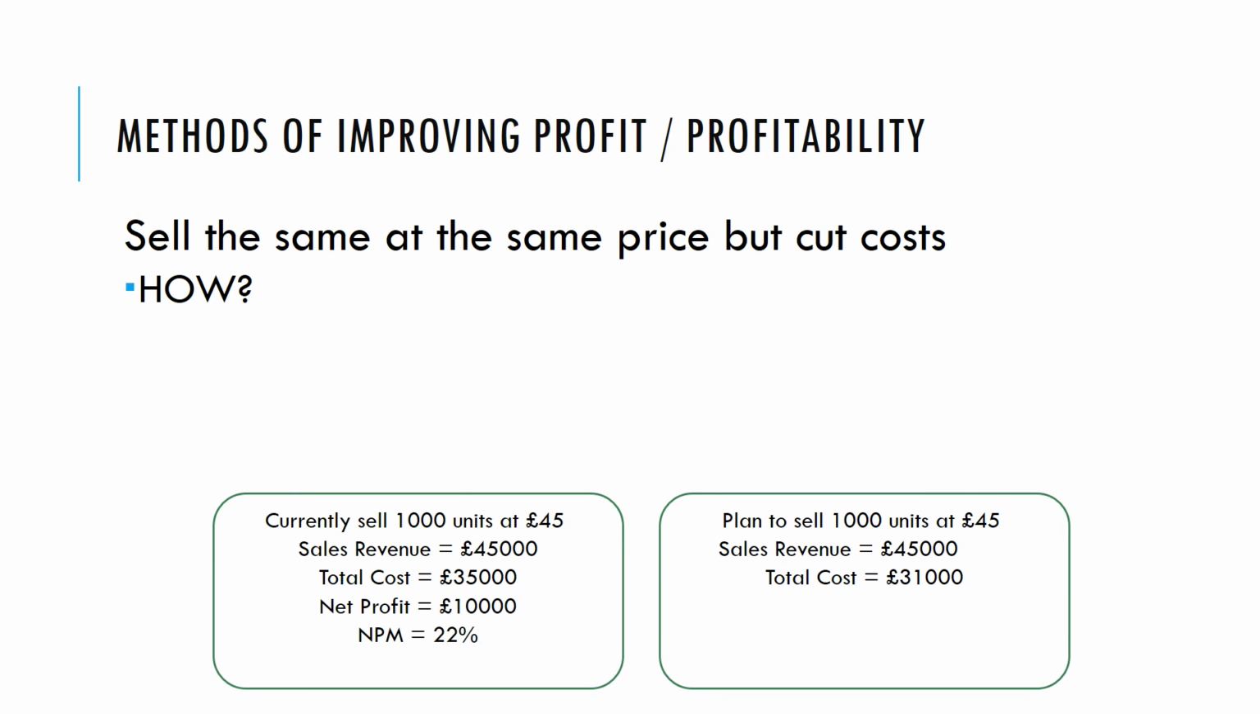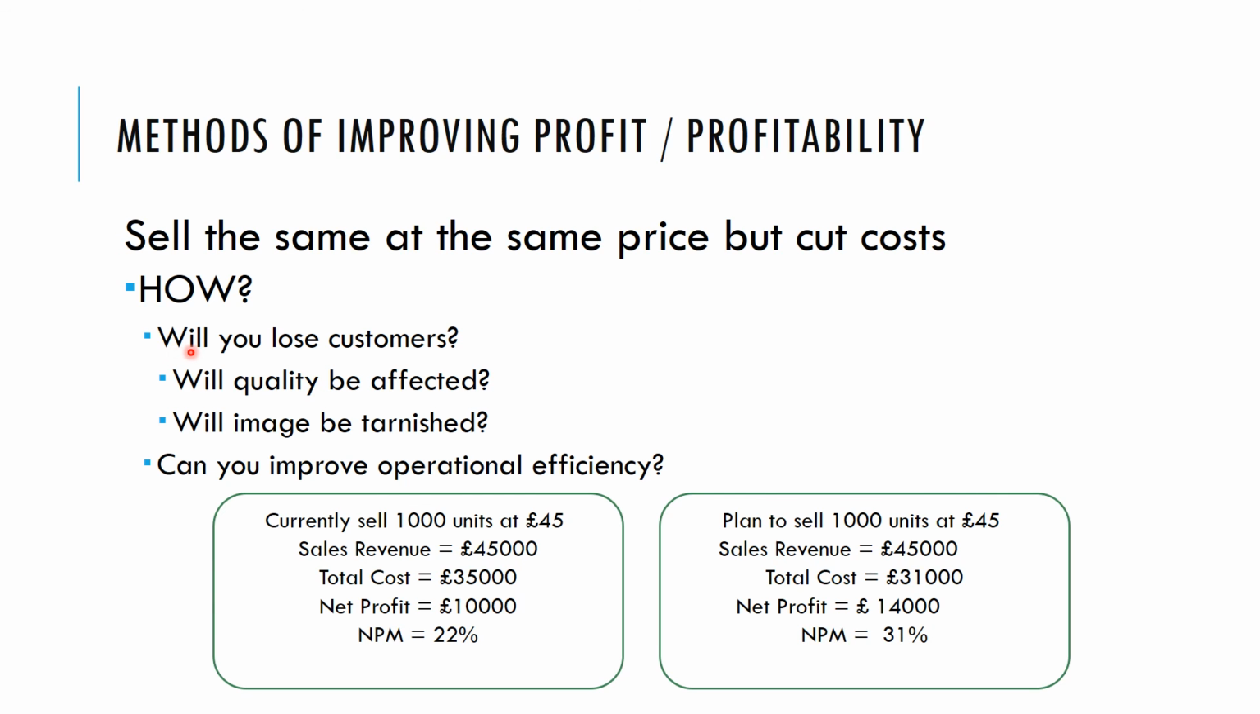The final option is to cut costs. If we look again at our example, costs were 35,000. If we try and cut the costs, become more efficient to say 31,000, what impact does that have on the net profit margin? Well, it would move it to 31%. However, if you cut costs, will the quality be affected, and will you maybe lose customers as a result?